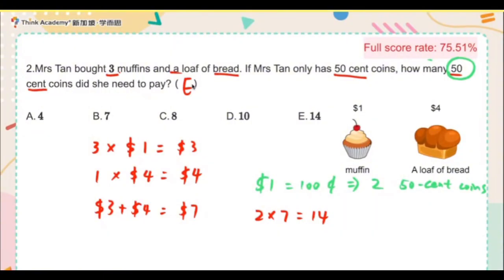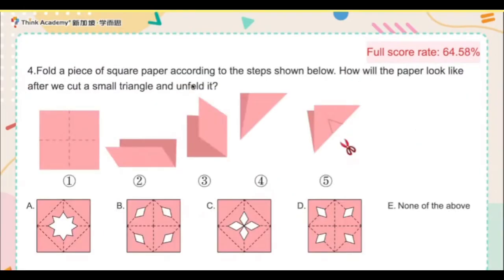Then this time, let's move on. Here, we're gonna see the fourth question. Turn to the next page. For this question, all of you did quite well. So for the third question, we just skip this. A piece of square paper, a square-shaped paper, according to the steps shown below. How will the paper look after we cut a small triangle and unfold it?